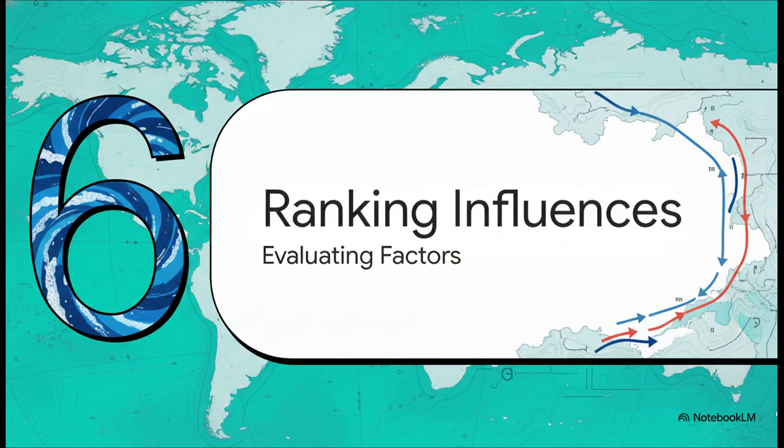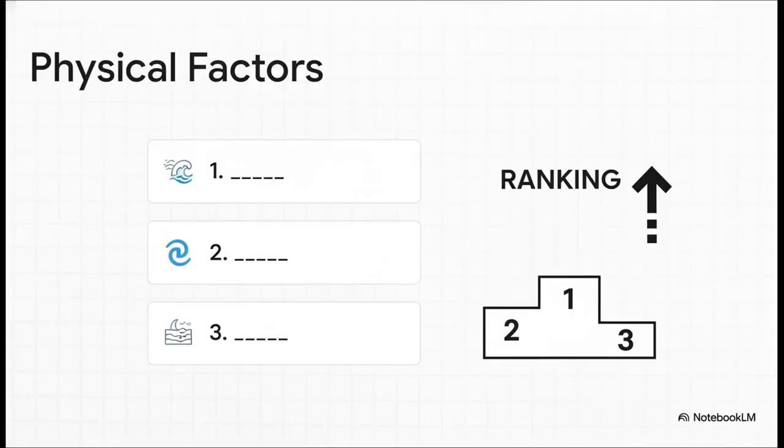Finally, let's bring it all together in Section 6, Ranking Coastal Influences. We've covered a huge range of physical factors today: winds, waves, geology, tides, ocean currents, sediment cell boundaries, and sources of sediment. But a high-level geographical analysis doesn't just list these factors out. The really fascinating part is evaluating which of these forces truly dominates the landscape.